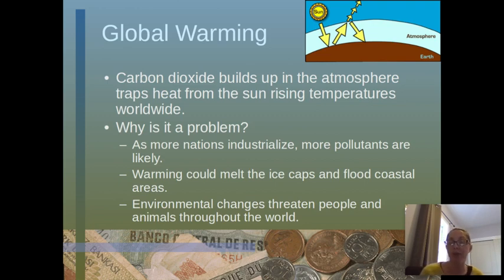And as more nations industrialize and create more pollutants, this can lead to more carbon dioxide buildup in the atmosphere, which can lead to the ice caps melting, which can lead to coastal areas losing coastal land or also flooding. This also threatens people and endangers animals throughout the world. In Indonesia and throughout the Pacific, there are some whole islands with inhabitants at risk of complete flooding and being completely swallowed by the sea as our polar ice caps melt. So this is something we should keep in mind as we work through this unit.